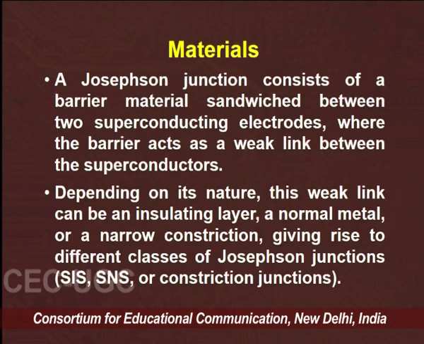So, what material we use in the Josephson junction? Basically, Josephson junction consists of a barrier material sandwiched between the two superconducting electrodes, where the barrier acts as a weak link between the superconductors. So, what material we use depending on its nature? This weak link can be an insulating layer, a normal metal or a narrow constriction given to the system, which give rise to the different classes of the Josephson junction, that is the SIS, SNS and the constriction junction.